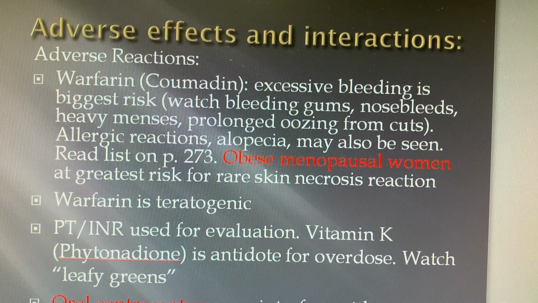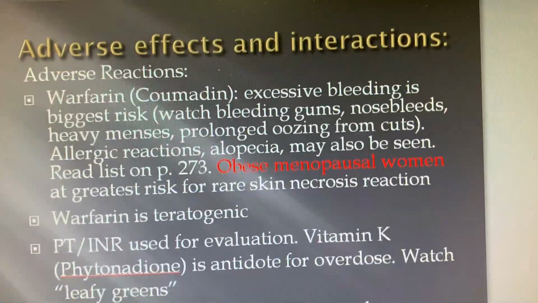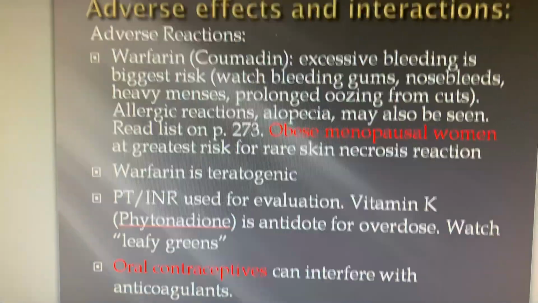If you look in your textbook on page 273, figure 14.4 shows warfarin-induced skin necrosis. So that's pretty terrifying. You want to tell people to watch out for any skin involvement that might come up. And usually that's going to come about in the first 10 days of therapy. So you just need to tell people to watch for any unusual skin reactions. You see that in higher dosages usually.